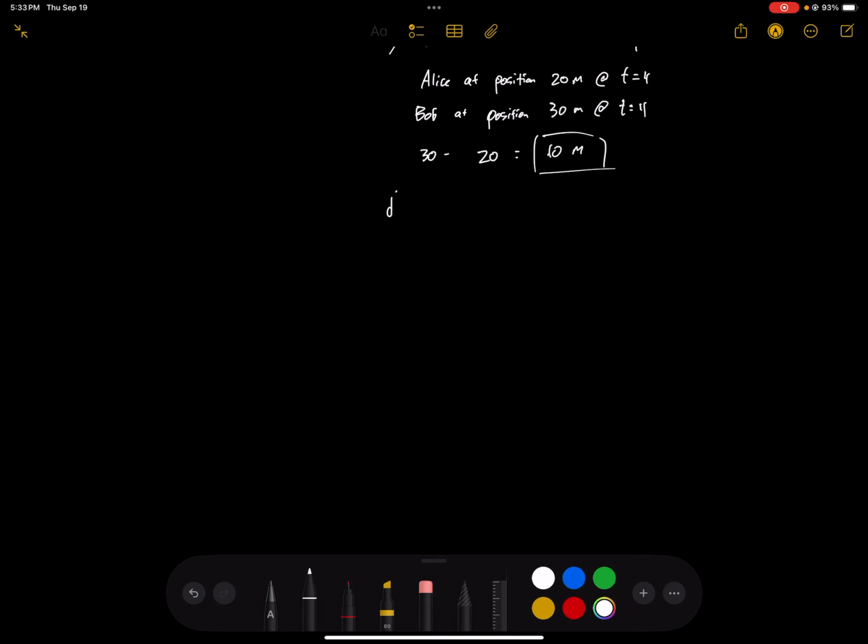So far, so good. Now things get a little bit more complicated. Now let's ask a question where you have to actually think a bit. So let's write down an equation of motion for Bob and for Alice. So two different equations of motion. There's going to be two equations that represent their motion.